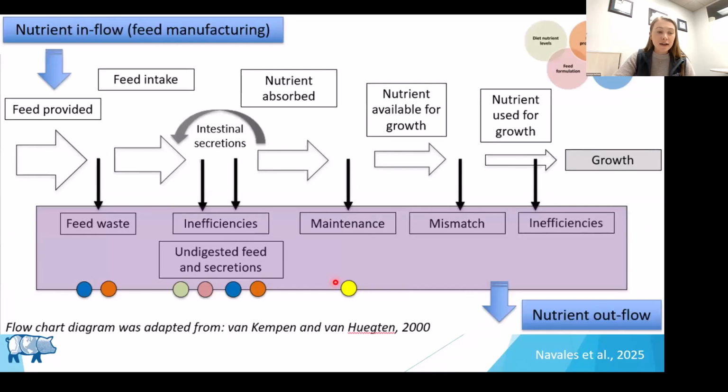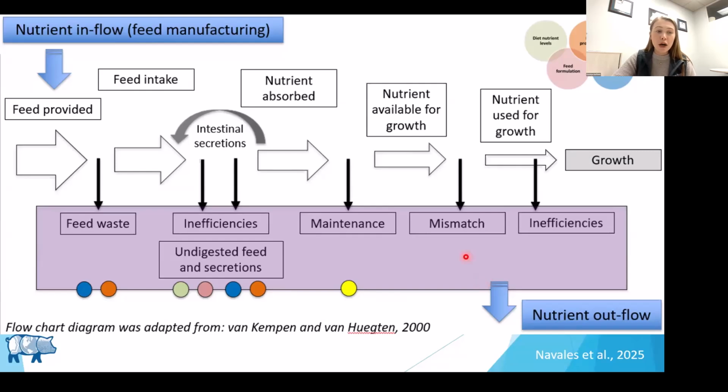And so we do have a figure here, a flow chart that was adapted from Van Kempen and Van Houten in 2000 that really shows an overview of the flow of nutrients. So at the top of this flow diagram, we can see these boxes that represent some of that nutrient input. And then below these arrows, we see some of the boxes, specifically in this purple bar, and this would highlight some of the nutrient outflow or some of our inefficiencies.